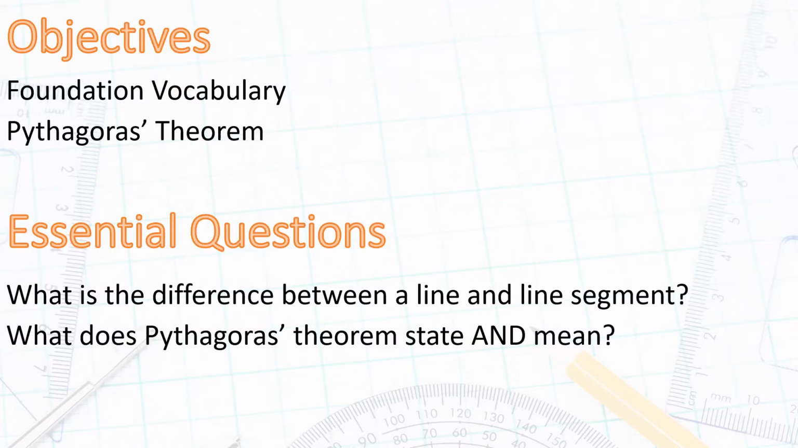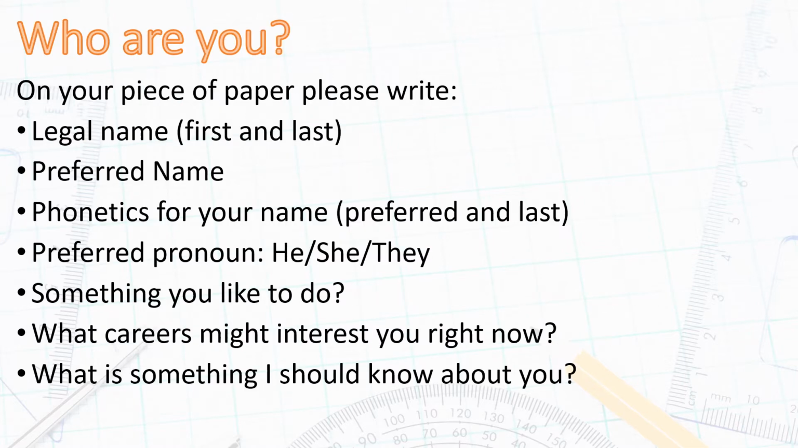How I'll set up every class is with these objectives at the top and then essential questions. The essential questions are what you should be able to answer by the end of the class if you have gotten what you were supposed to out of it. Our objectives for today are foundations of geometry vocabulary and Pythagoras' theorem. We're going to just dive into it a little bit, and then tomorrow we'll finish it off. Questions for today: what is the difference between a line and a line segment, and what does Pythagoras' theorem state and mean?